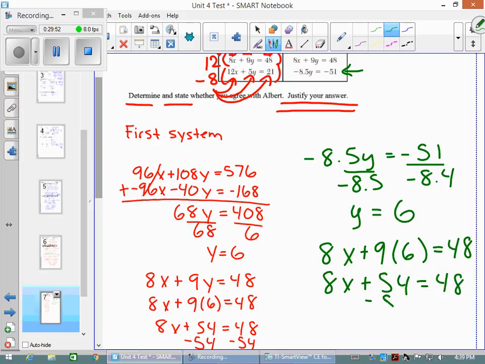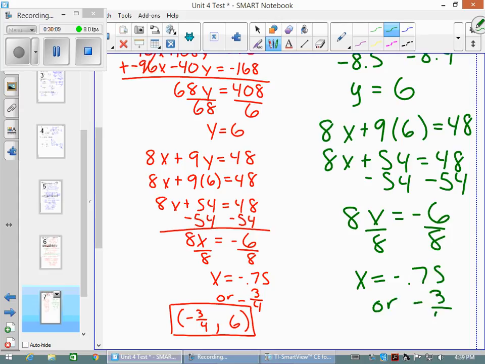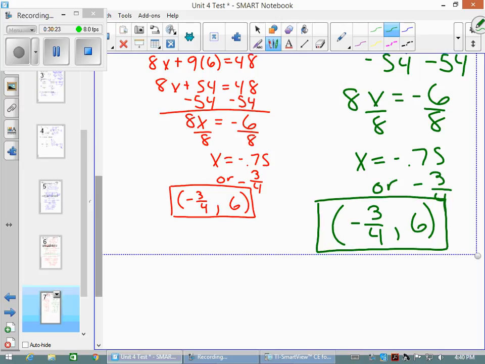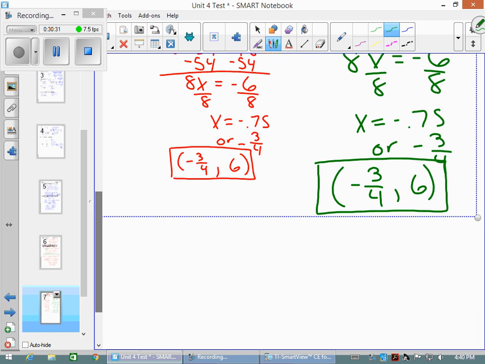And divide. Put the two together, this answer is negative 3 over 4, 6. If I look at both of these solutions, they are the same exact solution. So we recall they ask us to determine and state whether we agree with him. So at the end here, you need to actually say, yes, I agree with Albert.